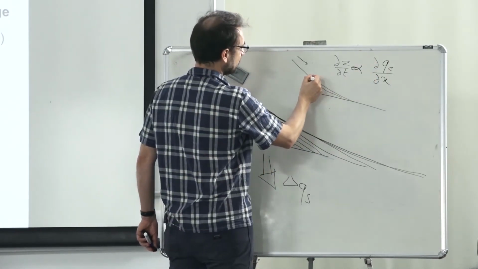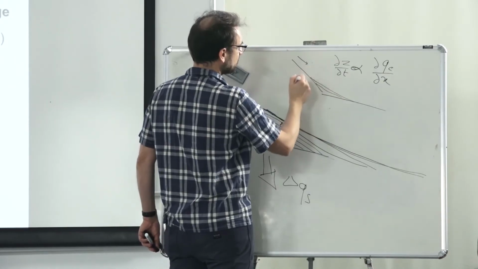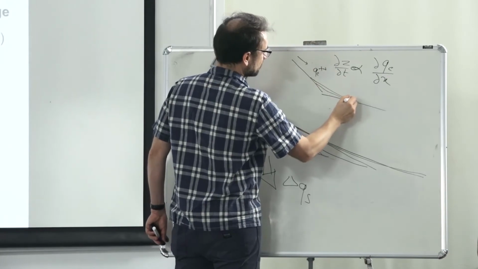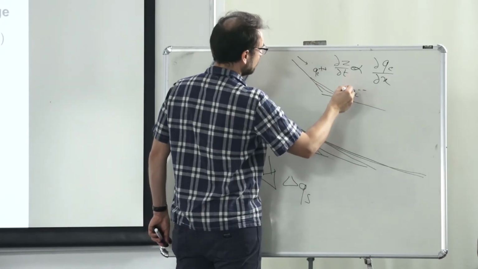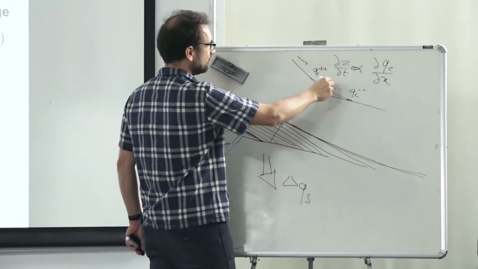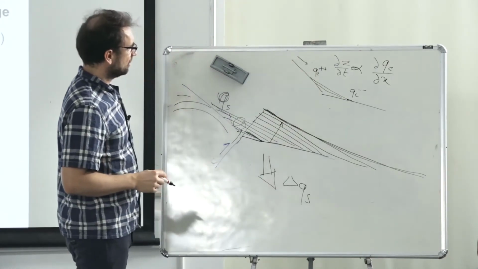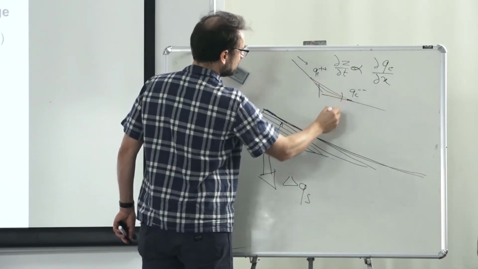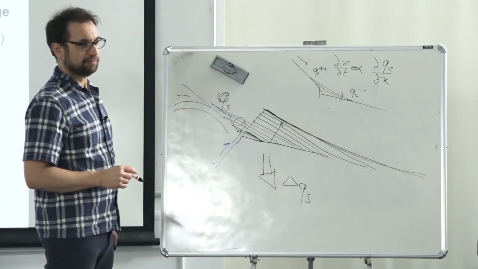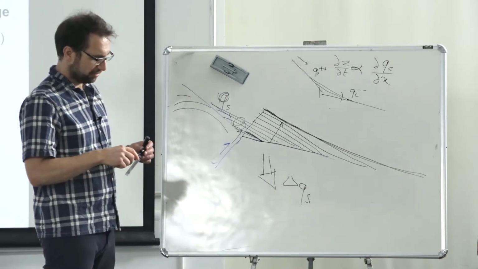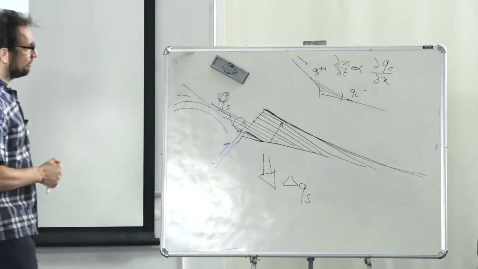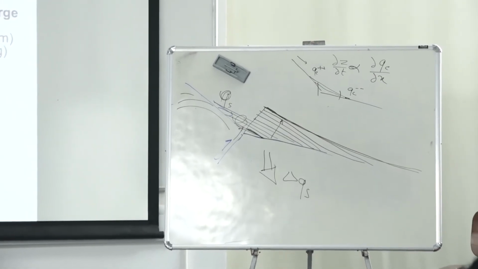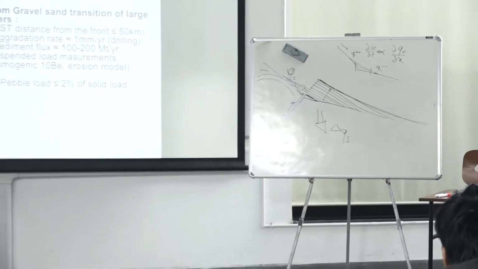So here, you know the slope, you know the transport capacity. Here, it's a much lower transport capacity. So the difference will give you the amount or the volume of sediments you are going to deposit in that reach. So you can predict it if you know the slope, if you know the discharge, and if you know the grain size distribution, in particular the D50, you can calculate it. It's not a problem.